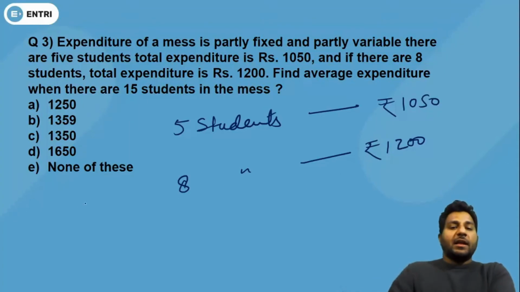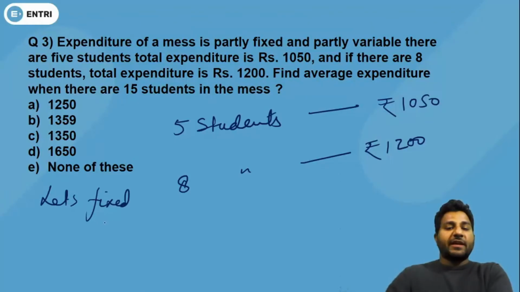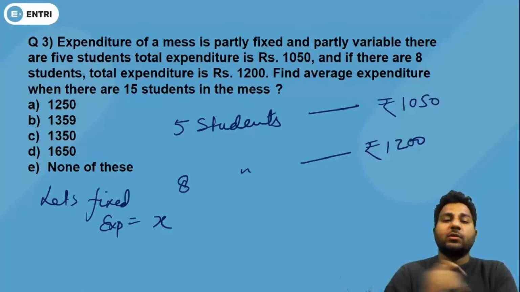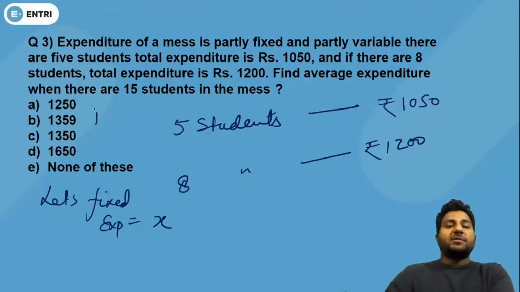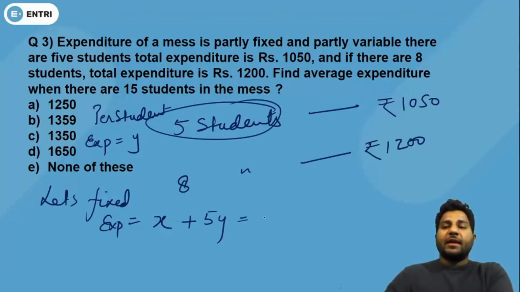So remember, let's suppose the fixed expenditure is X, while the variable expenditure depends on the total number of students. Let's say that per student the expenditure will be Y. So the total expenditure for 5 students will become X plus 5Y, and that makes 1050. For 8 students, it will become X plus 8Y, that means 1200.